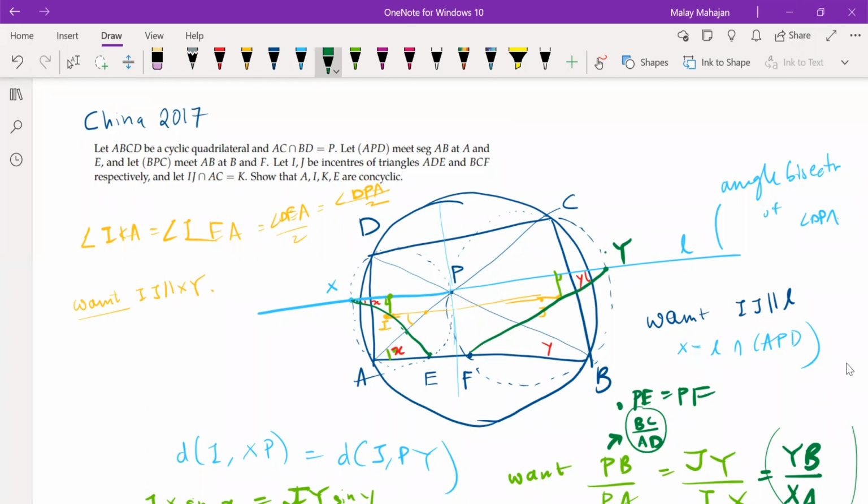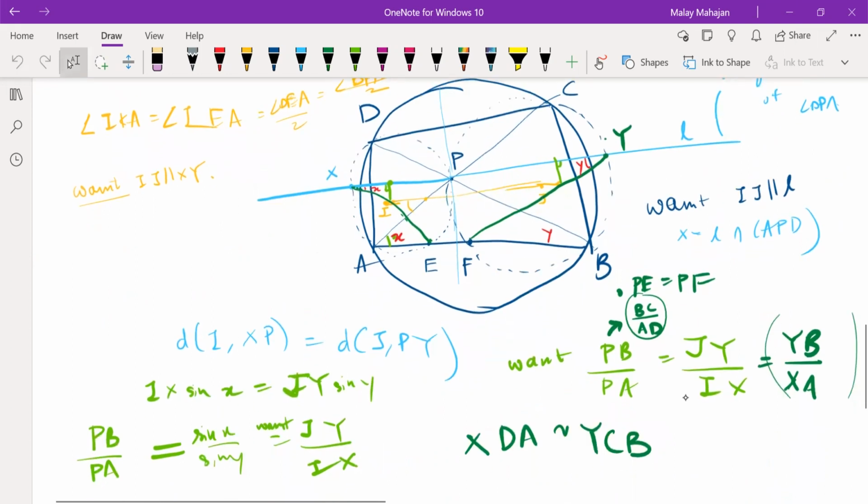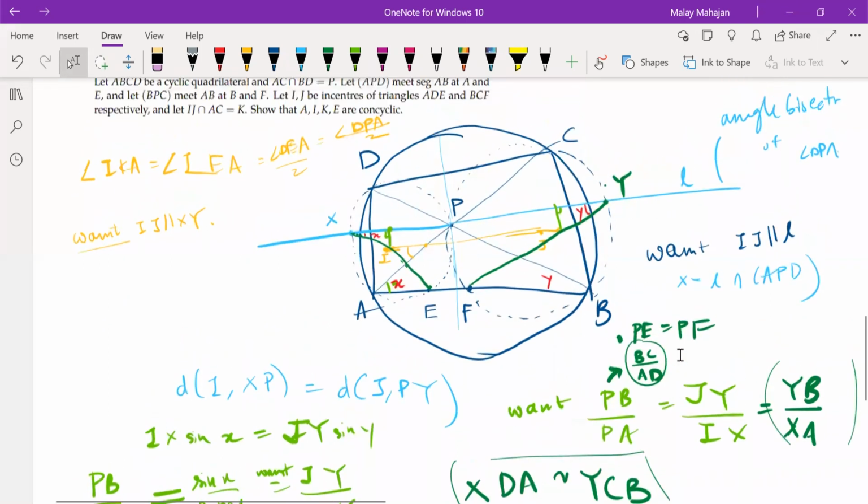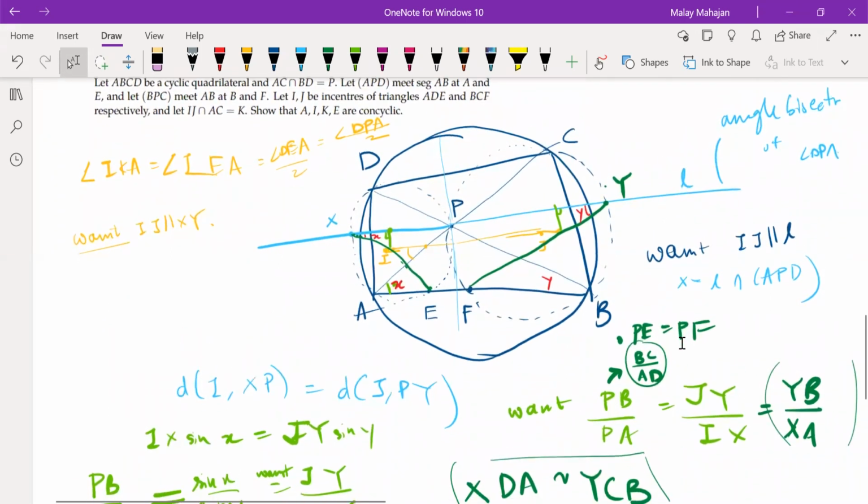So by fact phi we have X, I, E and F, J, Y collinear. And we now want IJ to be parallel to XY, which is the same as proving the distance from I to XY is the same as the distance from J to XY. And then if you chase lengths and angles, it's just some trig bash and length bash, you reduce to this condition, which can be seen true by angle chasing. So is the proof clear to everyone?